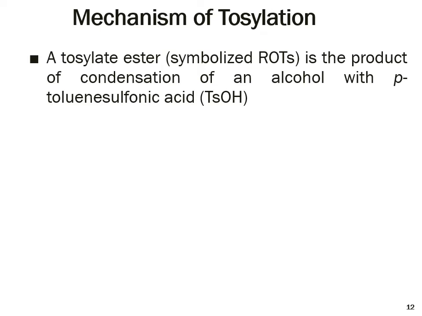If we look at the mechanism of tosylation, that is very important that we know how this reaction happens. A tosylate ester, we symbolize the tosylate ester as ROTS. So RO is from the alcohol and TS is from tosyl chloride. That is a product of condensation of this alcohol ROH with para-toluene sulfonic acid, that is symbolized as TSOH.